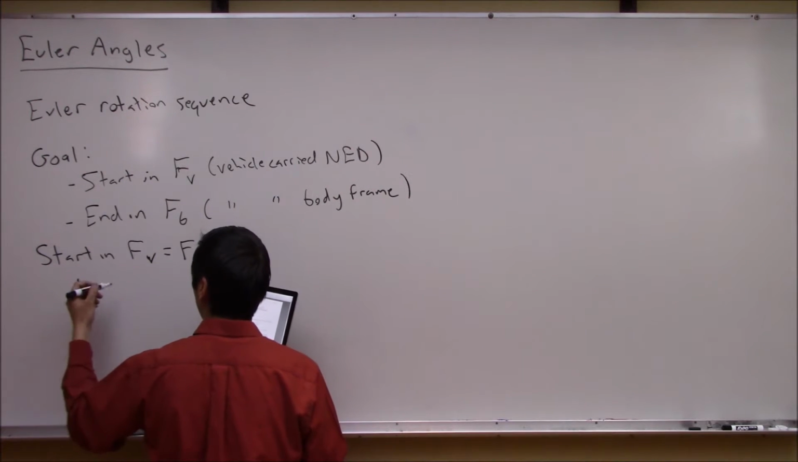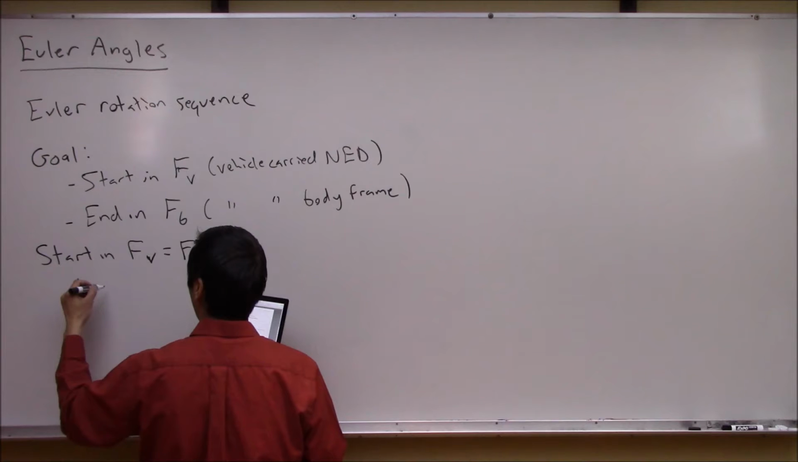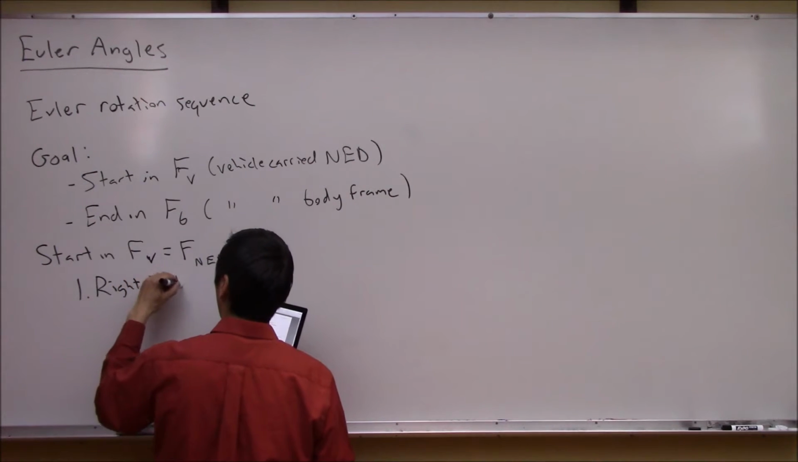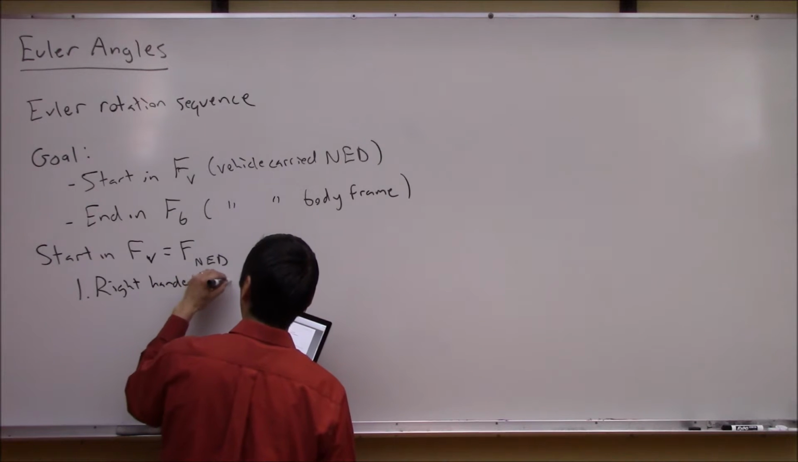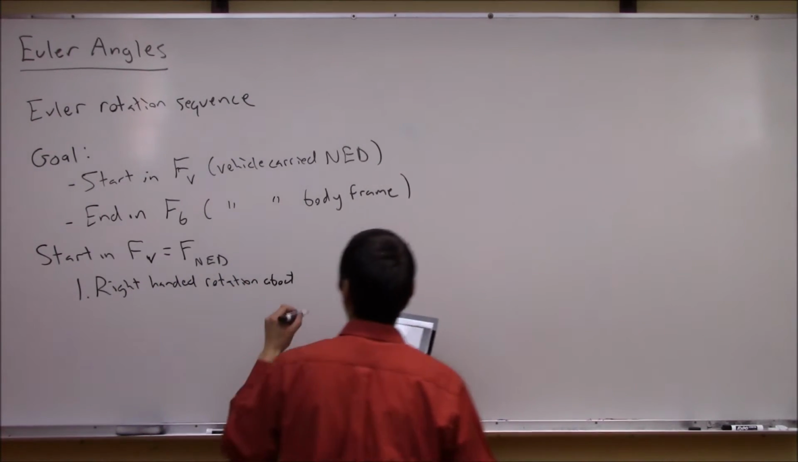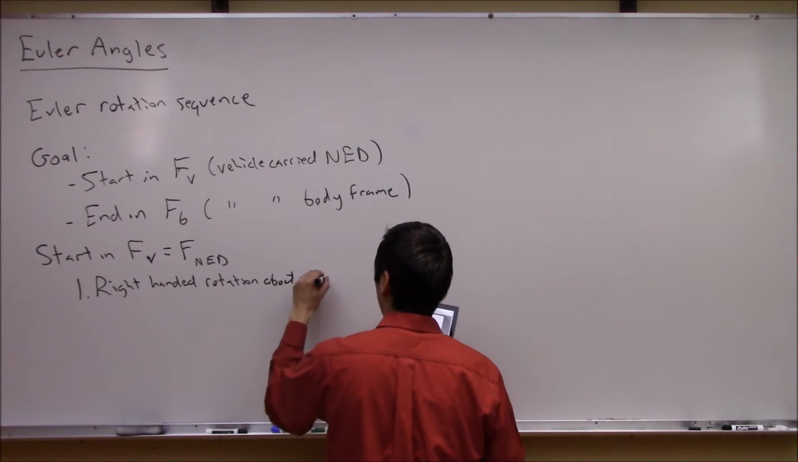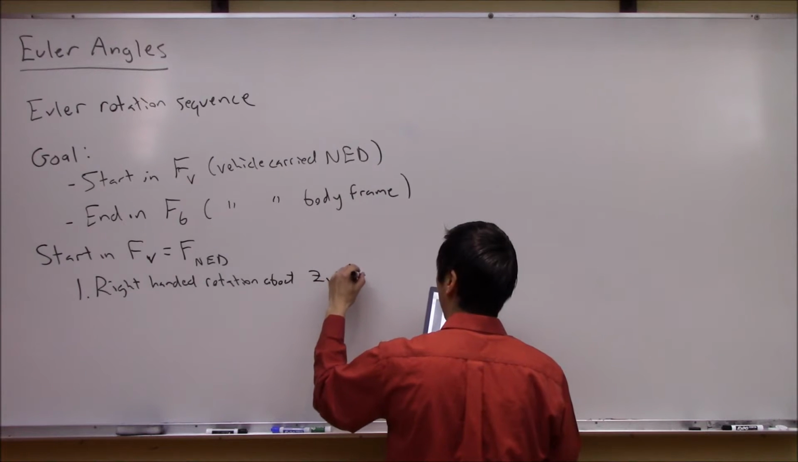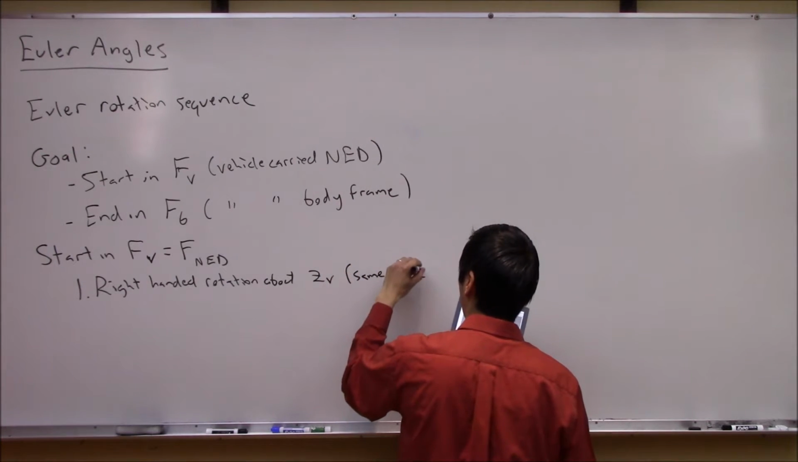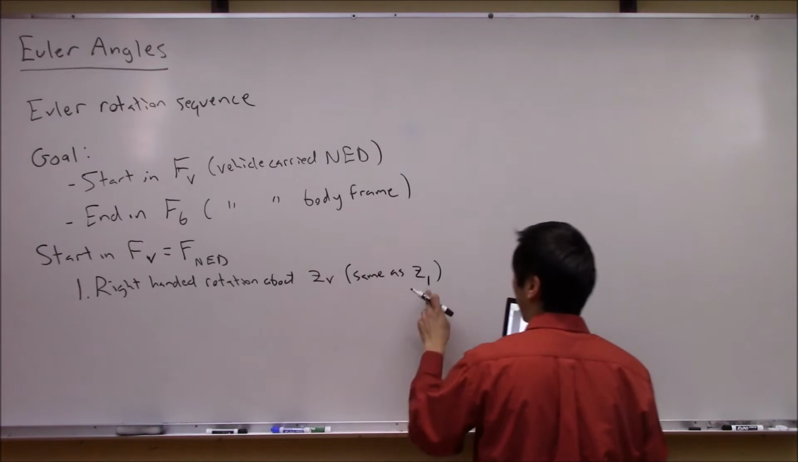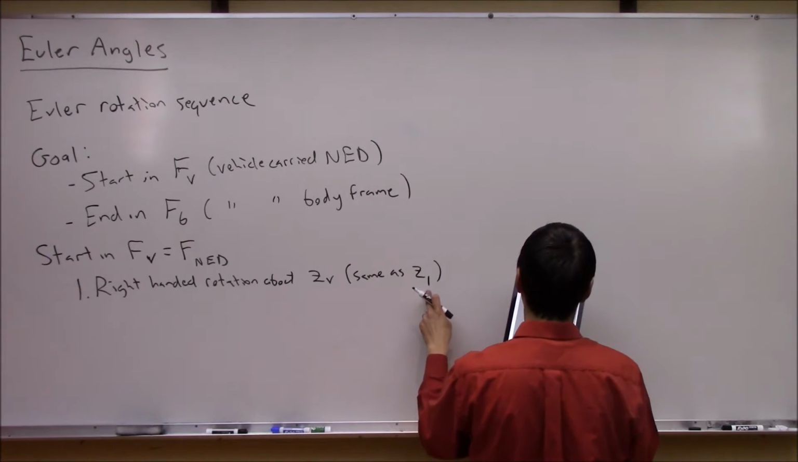So the first thing we're going to do in this Euler rotation sequence is use a right-handed rotation about the ZV axis, okay? Which is going to be the same thing as the Z. We're going to call this the one frame. We're going to see later that these are the intermediate frames that we're talking about. So the first intermediate frame we're going to call the one frame.